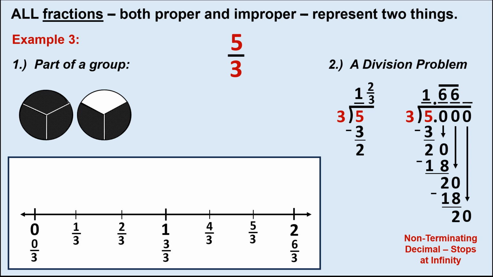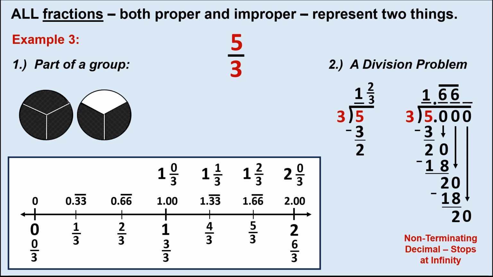Above the number line, we can add our equivalent decimals by multiples of 0.33. Above the decimals, beginning at 1, we include our mixed numbers, starting with 1 and 0/3, and so forth. Circle the equivalency.